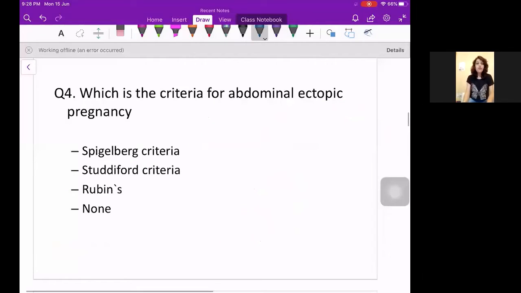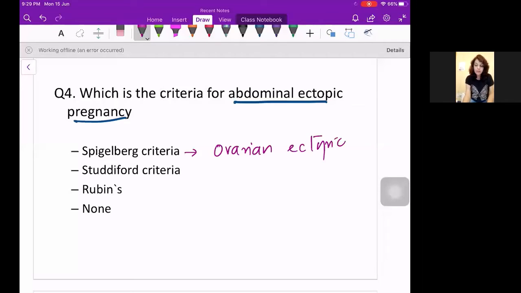Now, we move on to the next question. Which is the criteria for abdominal ectopic pregnancy? Now, the Spiegelberg criteria is basically used for pregnancy occurring in the ovary. So, ovarian ectopic pregnancy.